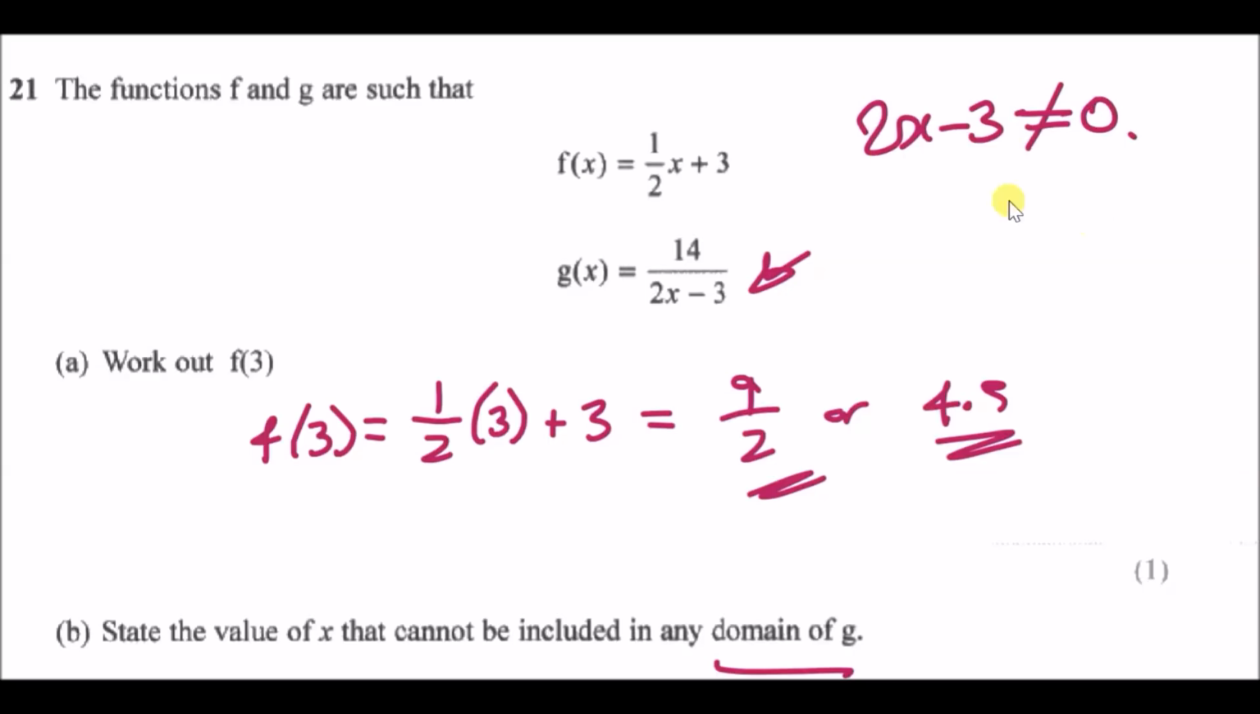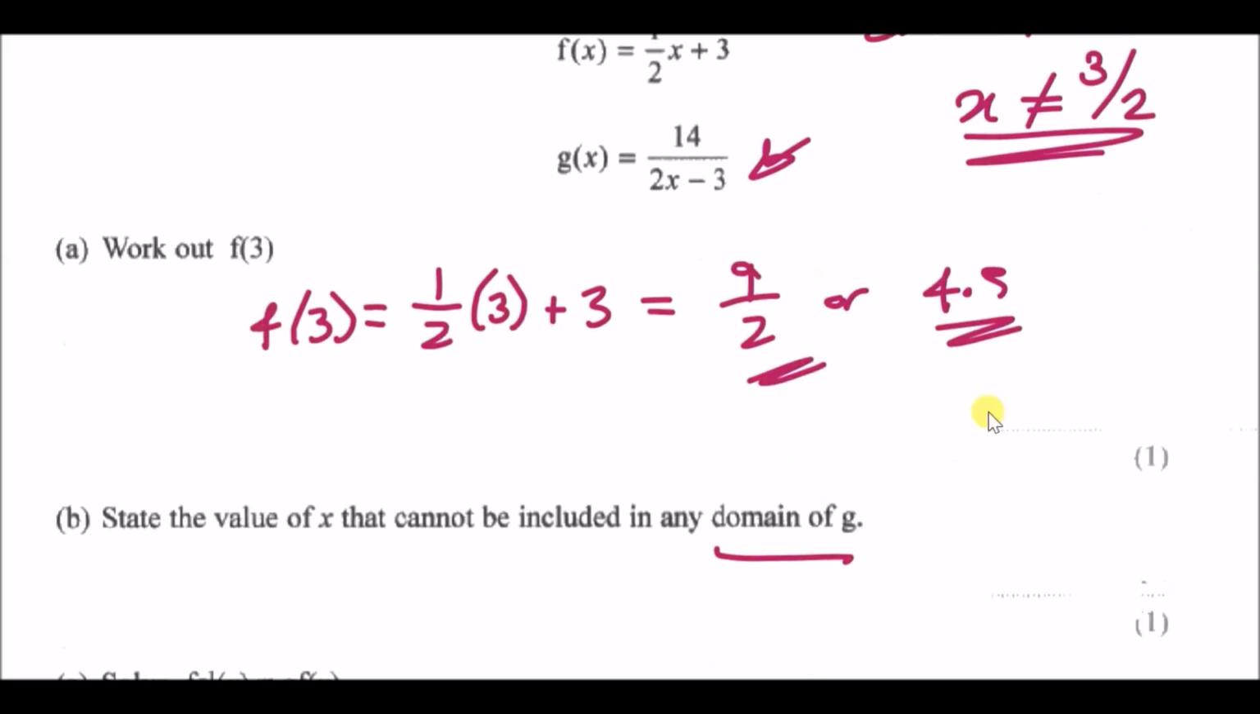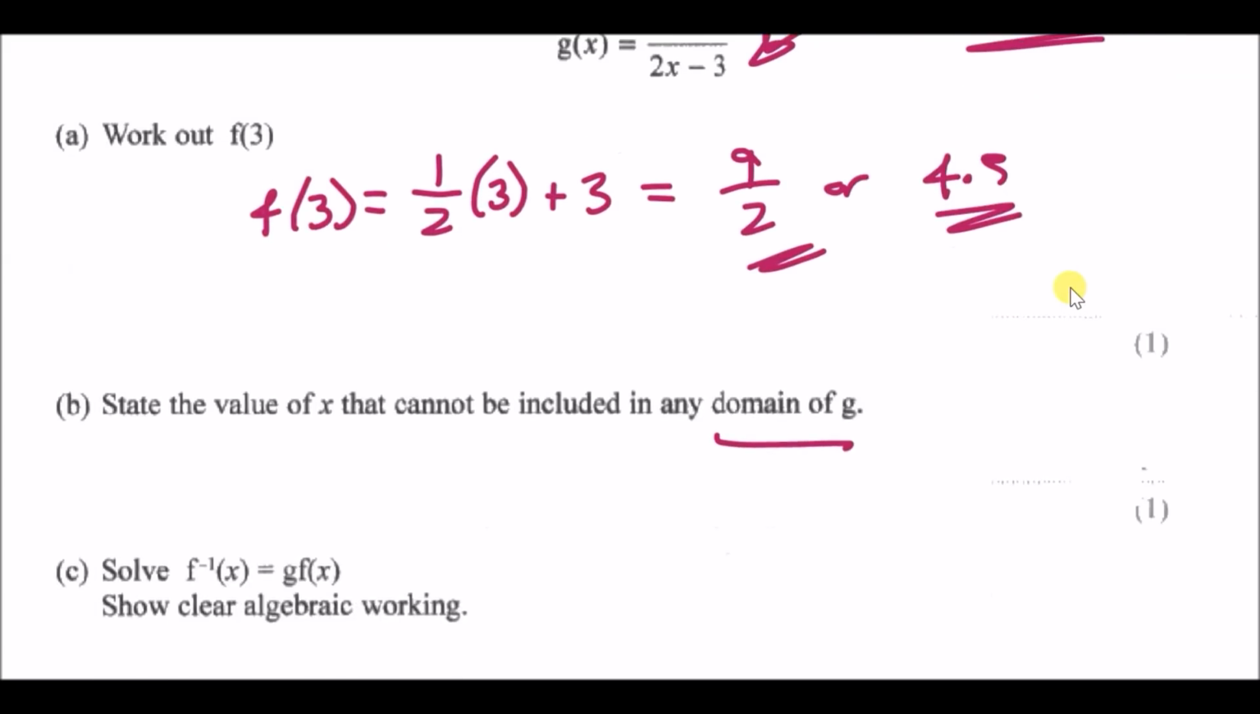So now we just have to solve this and make x the subject. So you can just plus 3 and divide by 2. So x can technically not be allowed to be 3 over 2. So every value of x works except this value. So the value that we cannot include is x being 3 over 2. That's what we cannot include.